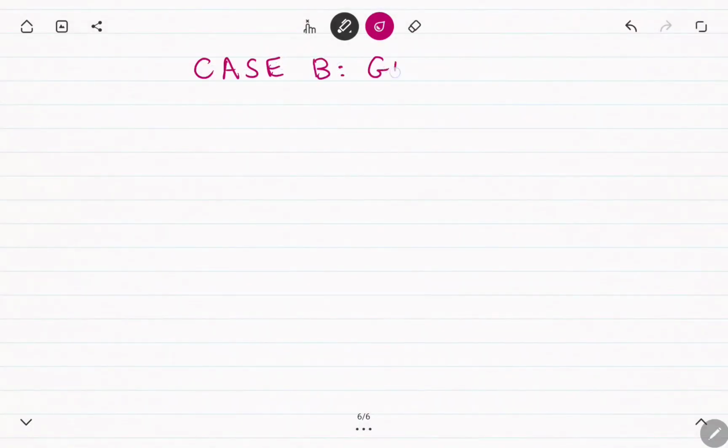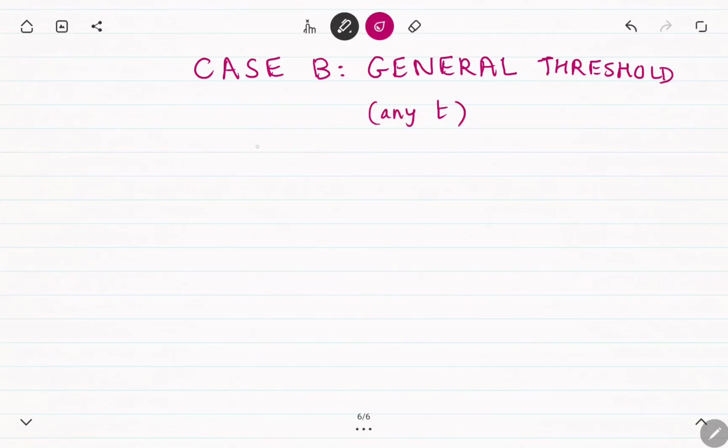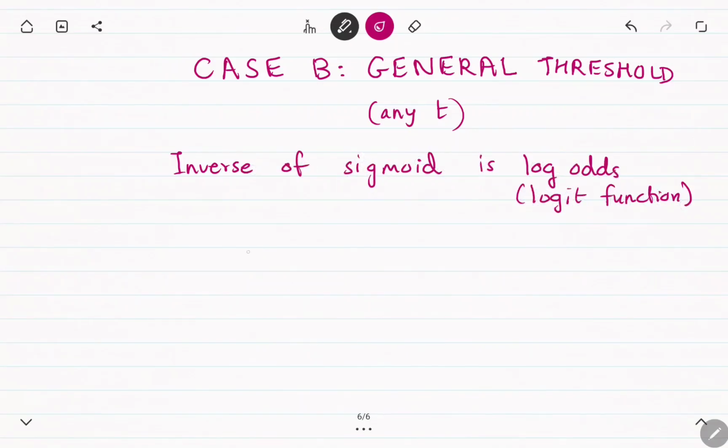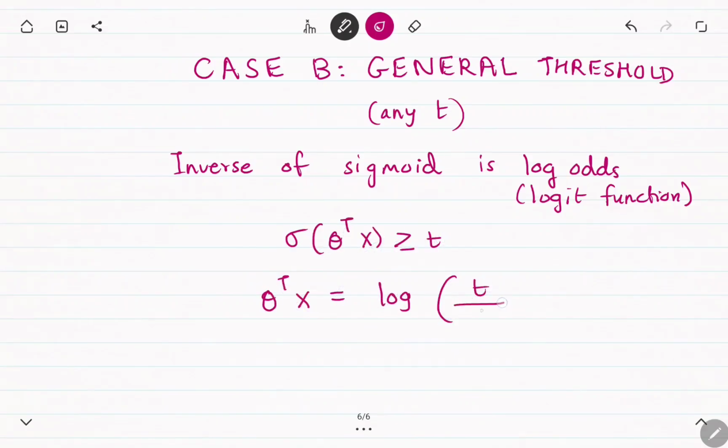Now case B, let's think of a general threshold t. If we choose a threshold t in general, we predict class 1 when sigmoid of theta transpose x is greater than or equal to t. Now applying the inverse of sigmoid, which is the log odds or the logit function, this gives us theta transpose x should be greater than or equal to log of t upon 1 minus t.